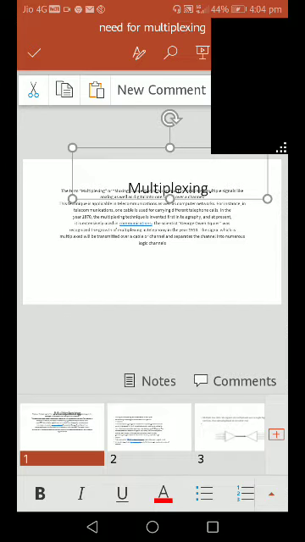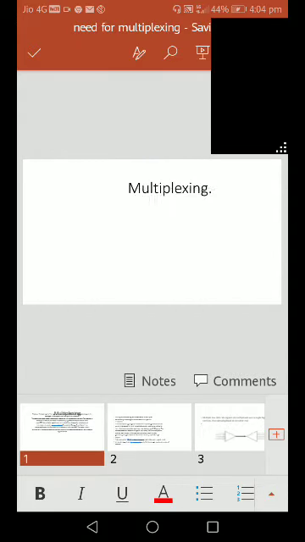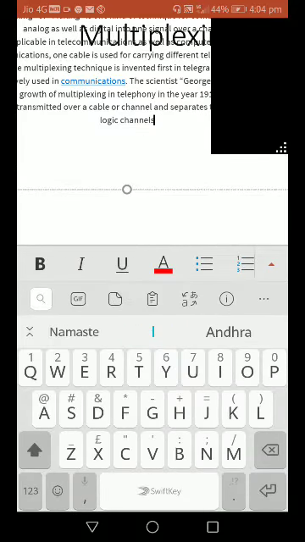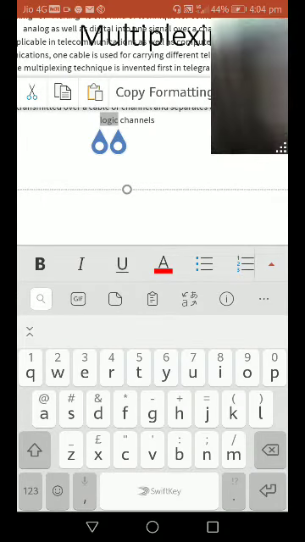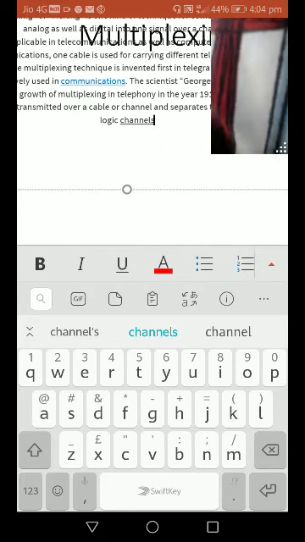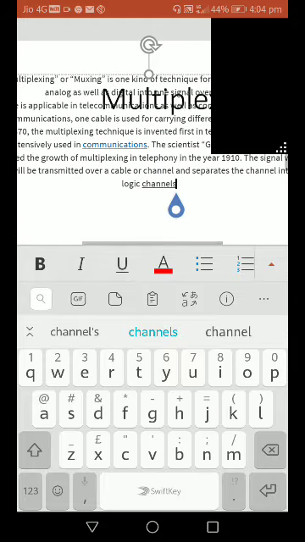Need for multiplexing, chapter three: multiplexing. What is the need for multiplexing?